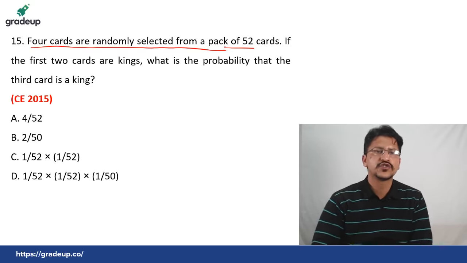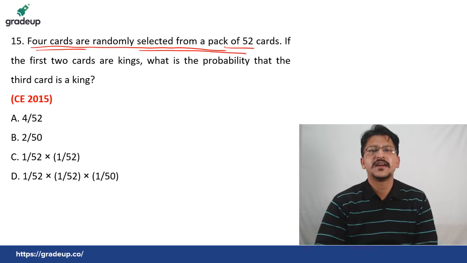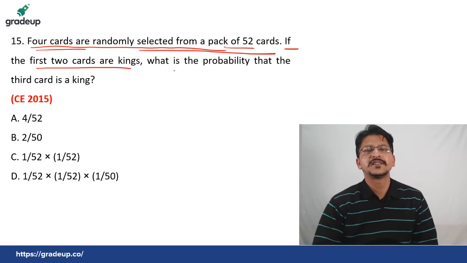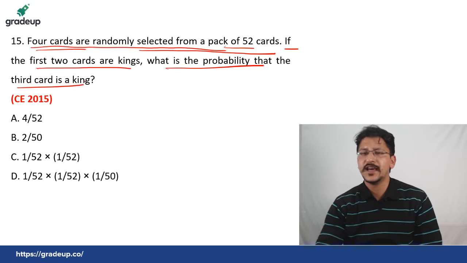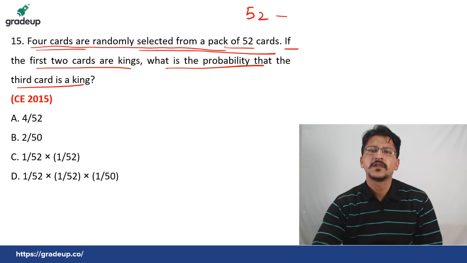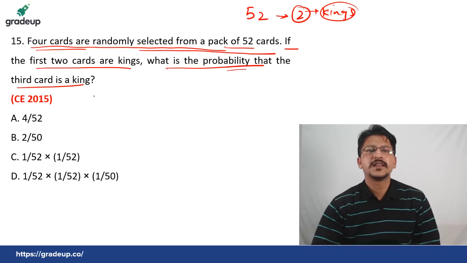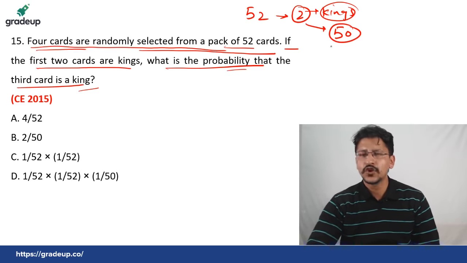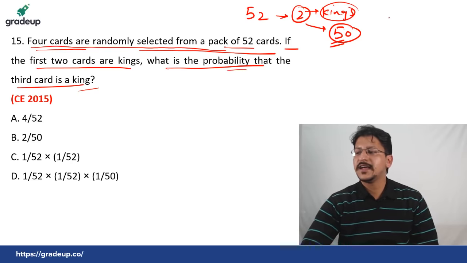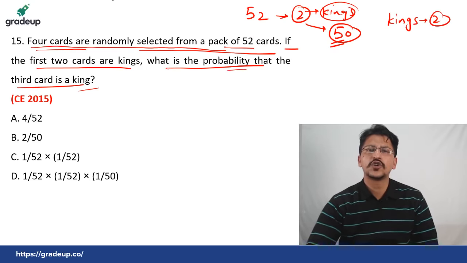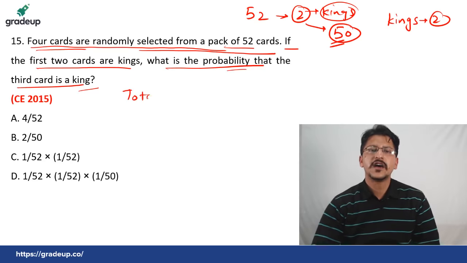Okay, now read this question. Four cards are randomly selected from a pack of 52 cards. If the first two cards are kings, what is the probability that the third card is a king? There are total 52 cards. Out of those, two are kings that are already excluded. Now after removal of these cards, the total number of cards left are 50. The kings remaining are how much? Two kings, because there are total how many kings in a deck of 52 cards?